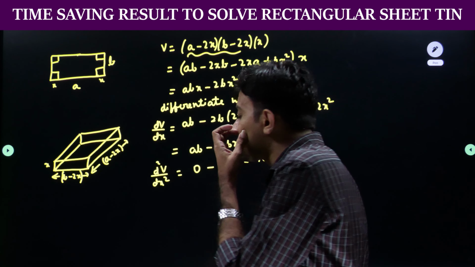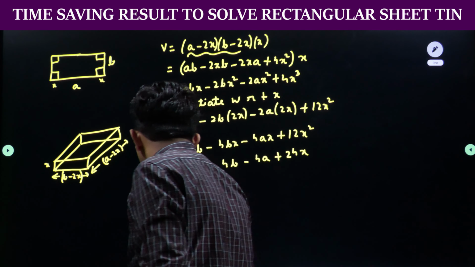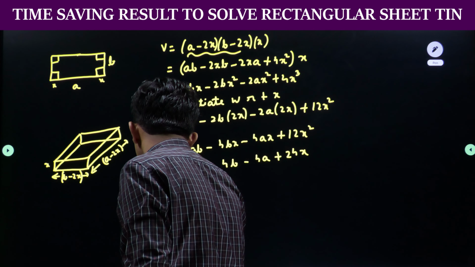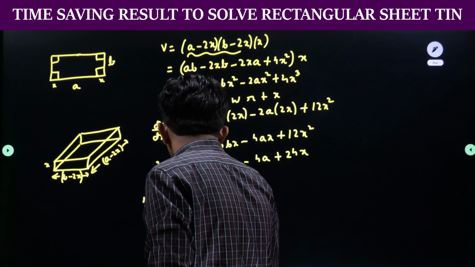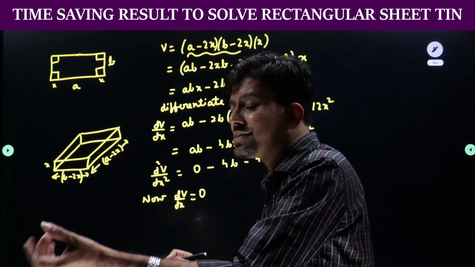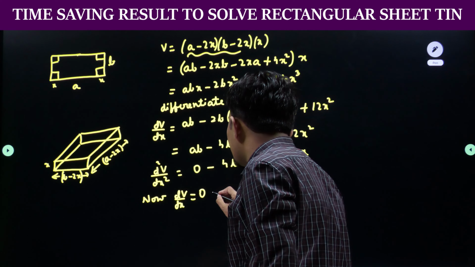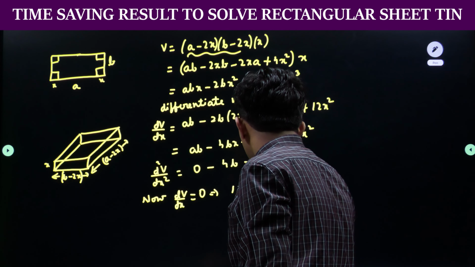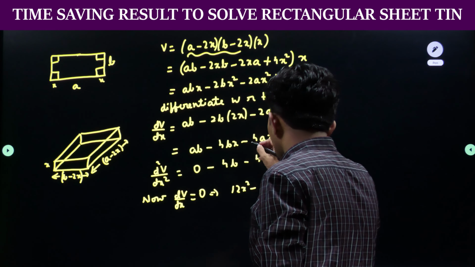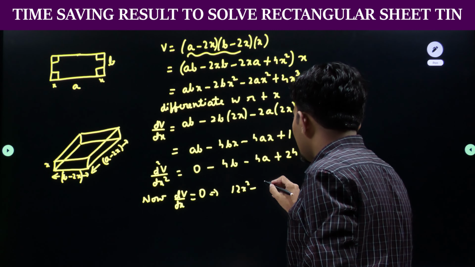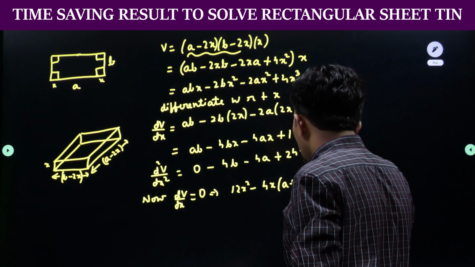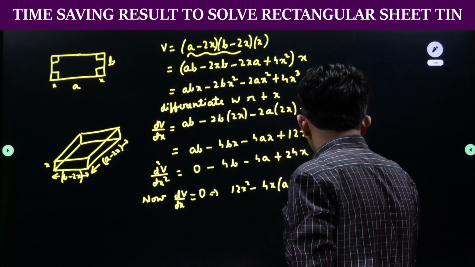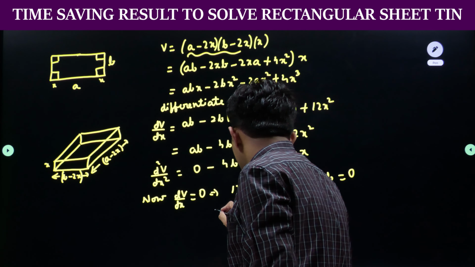Now dv by dx equal to 0 to get the critical point. The condition for maxima we know: the first derivative should be 0 and the second derivative should be negative. So what we have: 12x square, minus 4x common, minus 4x into a plus b, plus AB equals 0. Writing this as a quadratic in x, factorize this using the formula method.